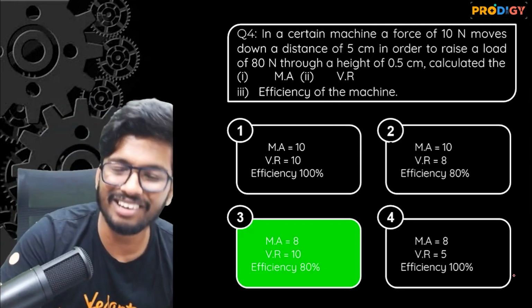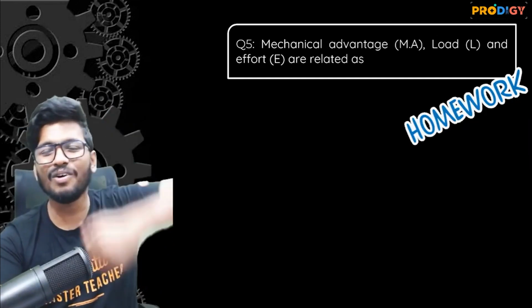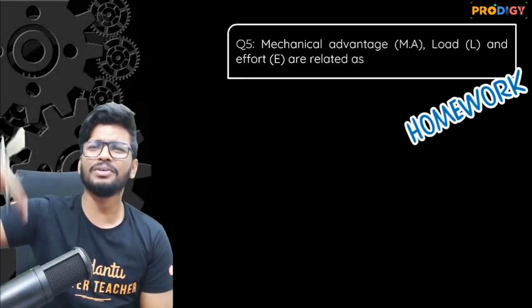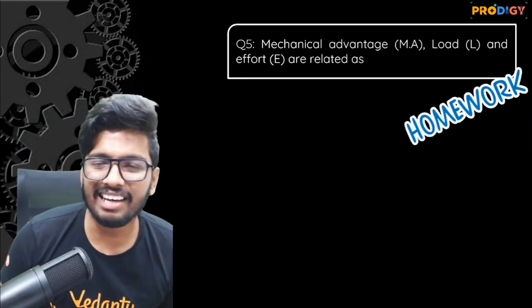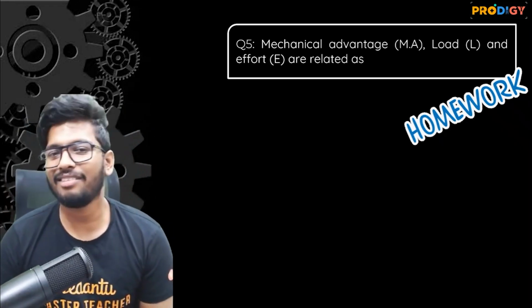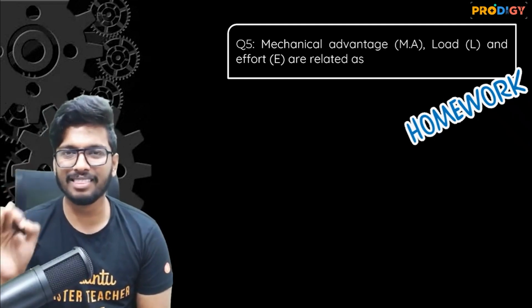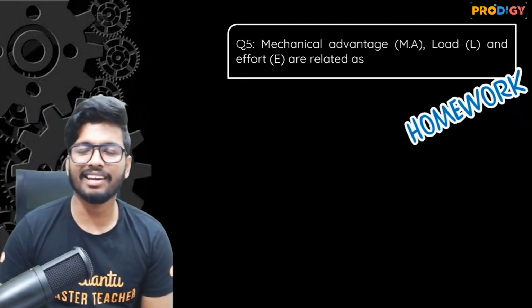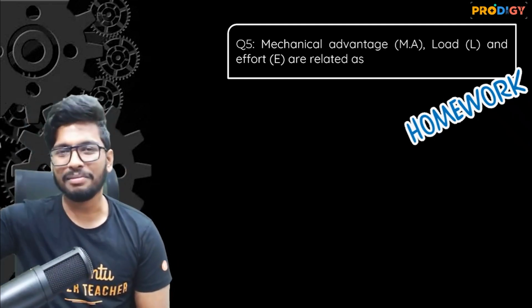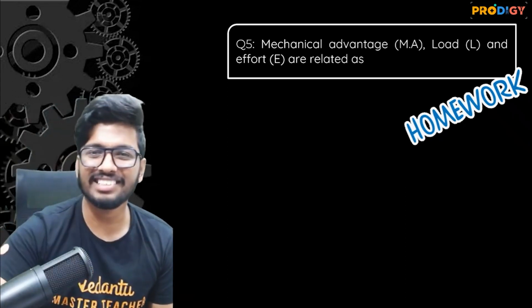And that is the end of today's session as well. This is your homework question. Try out this question. The question is, mechanical advantage MA, load L and effort E are related as what? What is the mathematical relationship between mechanical advantage, load and effort? Let me know the answer in the comment section. Let's see who gets it down the fastest.